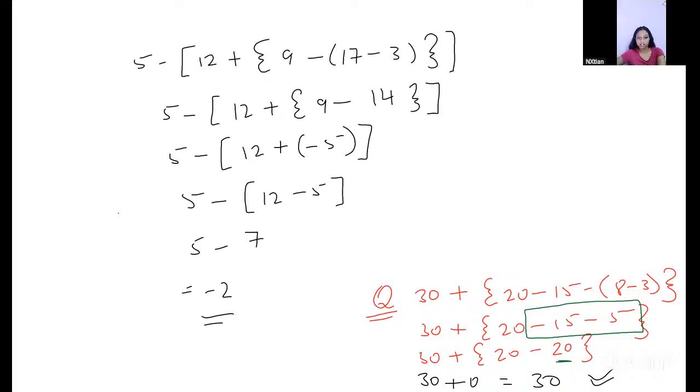Okay, check out one more question. I'm clearing the screen now. 29 minus 14 plus 16 minus 12 minus 4.